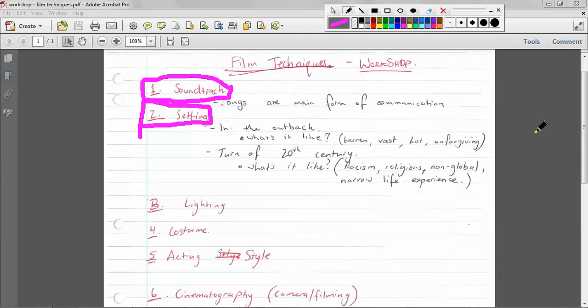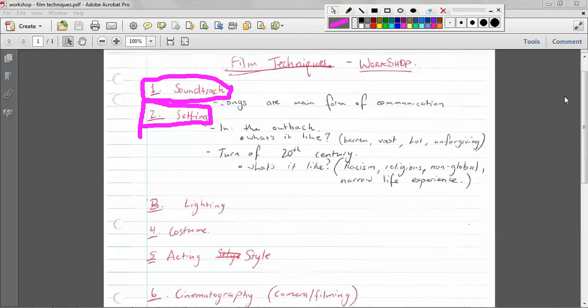When is it set? Turn of the 20th century. Again, it could have been set in 2005 if the director so chose. So why? It's an era of racism, of strong religious belief. In terms of what's going on, there is no internet. These people are not globally connected, so they have a very narrow life experience.